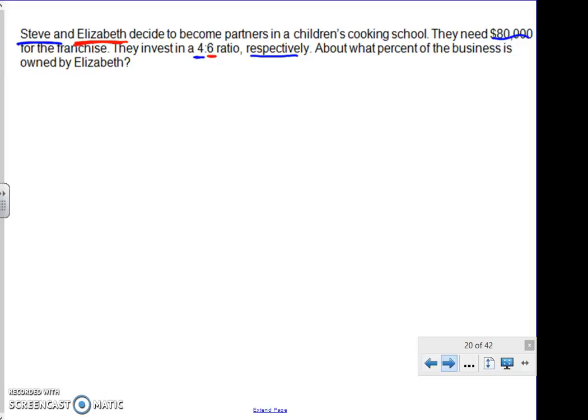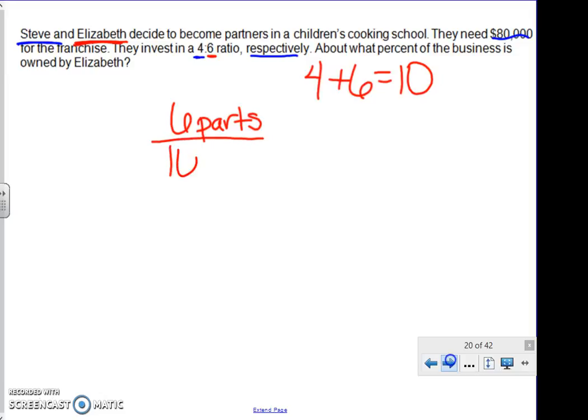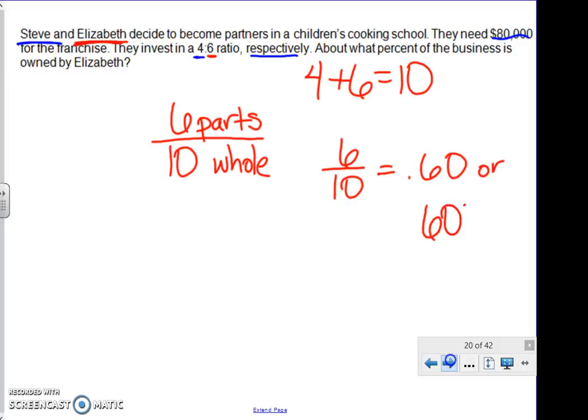It says, what percentage of it is owned by Elizabeth? Well, she owns 6 parts. And if you look at it, if Steve owns 4 and Elizabeth owns 6, she owns 6 out of 10 parts. So 10 is all of them together. So if she has 6 out of 10 parts, we get 0.60, or she owns 60% of the business.